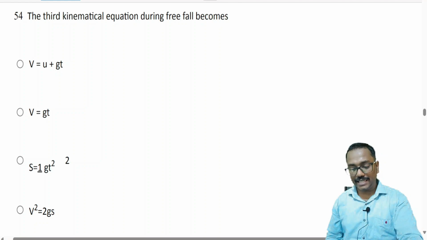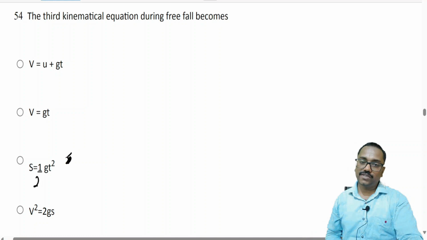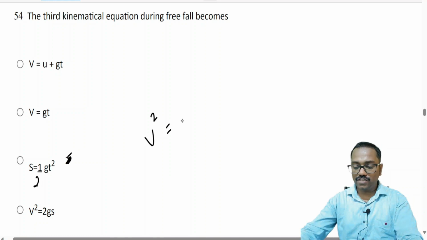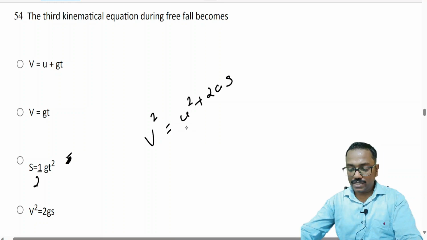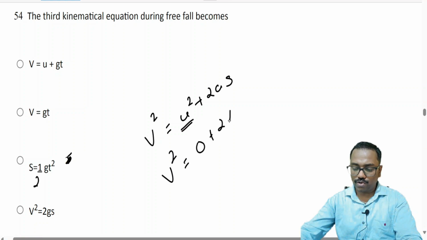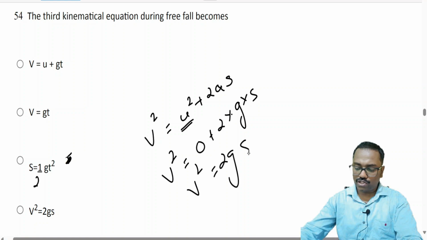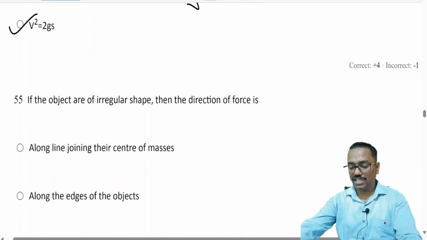v is equal to gt, s is equal to half gt square, v square is equal to 2gs. So third kinematical equation we already know, it is v square is equal to u square plus 2as. So here initial velocity is 0. So v square is equal to 0 plus 2 into a, the value it is g, a and g is same, right? So into s. So v square is equal to 2gs. So its answer is option number 4, v square is equal to 2gs.